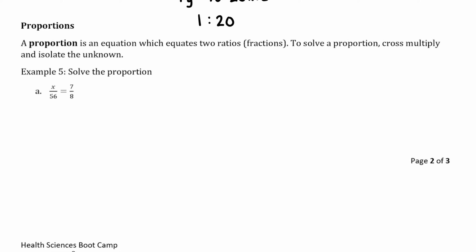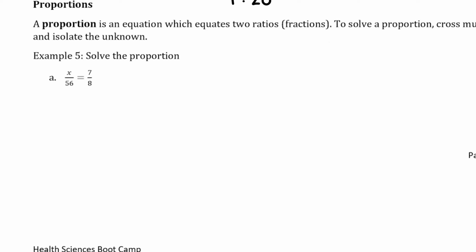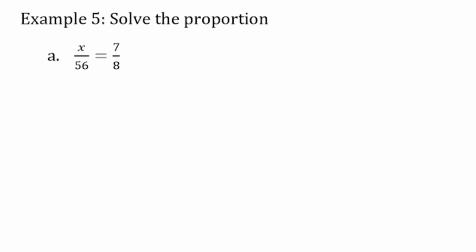So a proportion is an equation that equates two ratios as fractions. If you want to solve a proportion, the way that's going to work every single time is to cross multiply and then isolate the variable, or the thing that you don't know. So let's try a few.